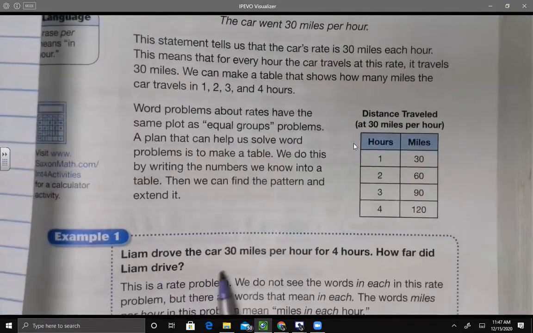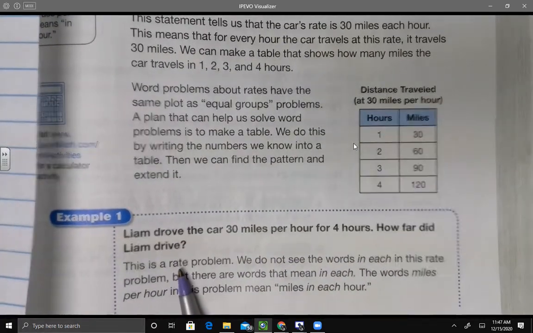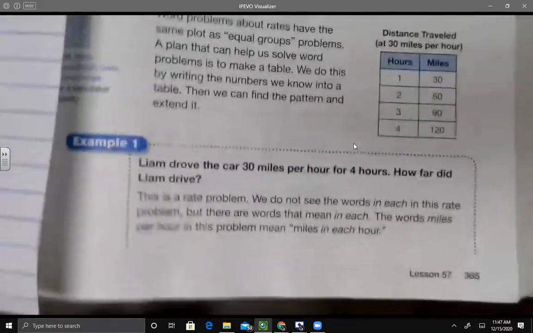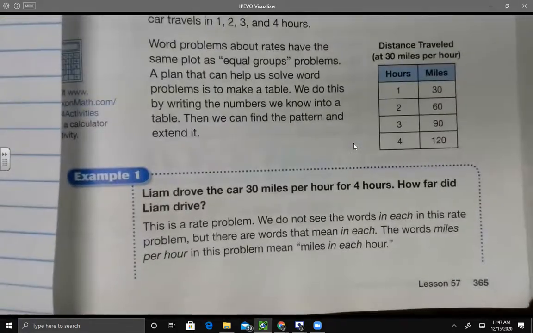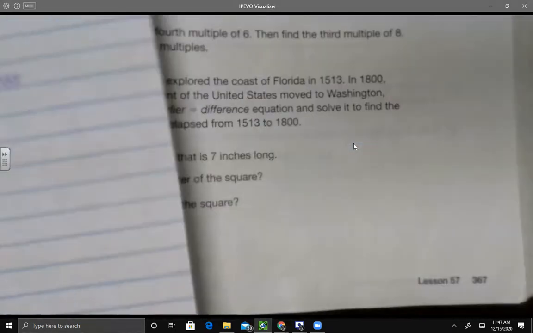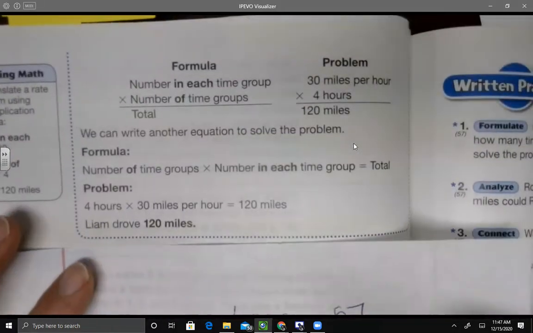So Liam drove the car 30 miles per hour for 4 hours. How far did Liam drive? This is a rate problem. We don't see the words in each in the rate problem, but there are words that mean in each. The word miles per hour in this problem means miles in each. Per means in each. Okay, so you can make your table.